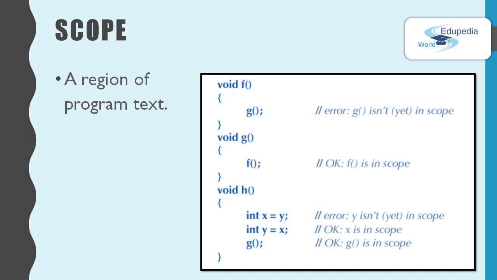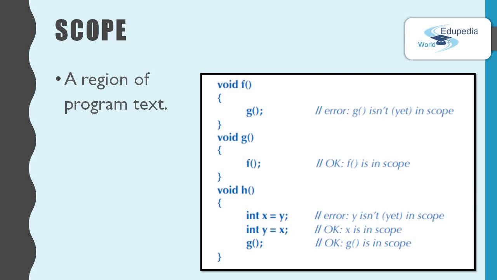A scope is a region of program text. A name is declared in a scope and is valid from the point of its declaration until the end of the scope in which it was declared. For example, take a look at this code segment. It has three functions f, g and h. Each of them has the return type void. That means the function does not return anything.